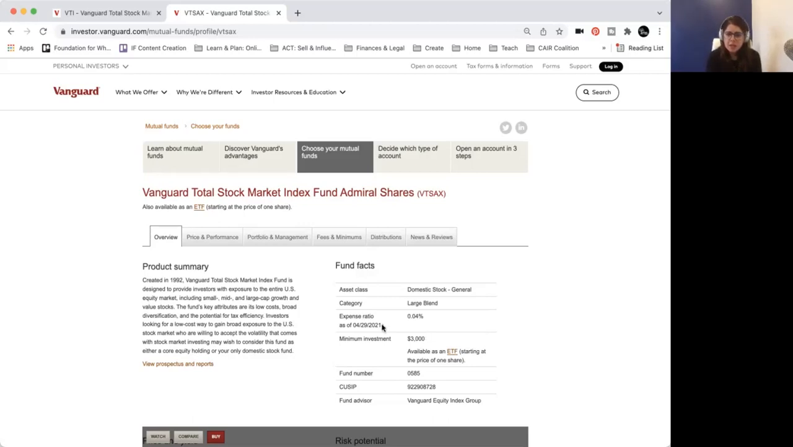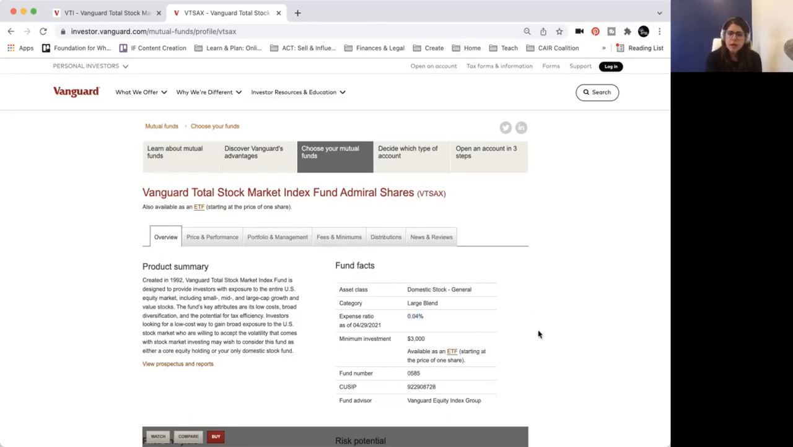And you can see in the same spot up top, they've got the expense ratio. Here it's 0.04%. So it's slightly higher, just a little bit higher than the VTI, right? Doesn't make a huge difference between 0.03 or 0.04. I would say they're pretty comparable. They're both very low and very good.